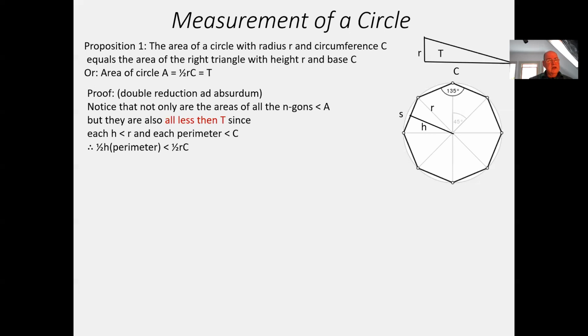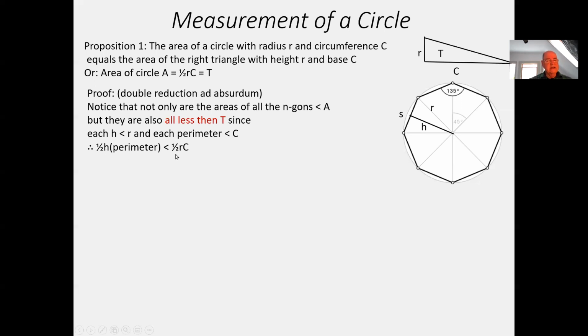Why is that? What's the area of the triangle? The area of the triangle is 1/2 r times c. Okay, that's how we constructed this triangle. We constructed the triangle by making the base the circumference and the height the radius. So the area of the triangle is 1/2 height times base. Well, look at the area of the n-gon, which we showed in the last slide. It's 1/2 the height of the triangle times the perimeter.